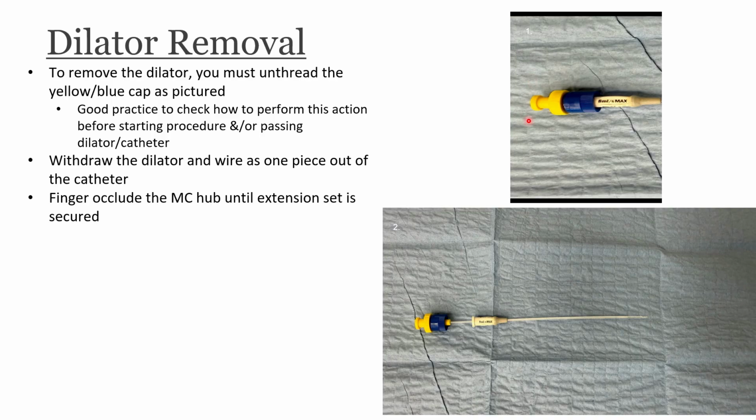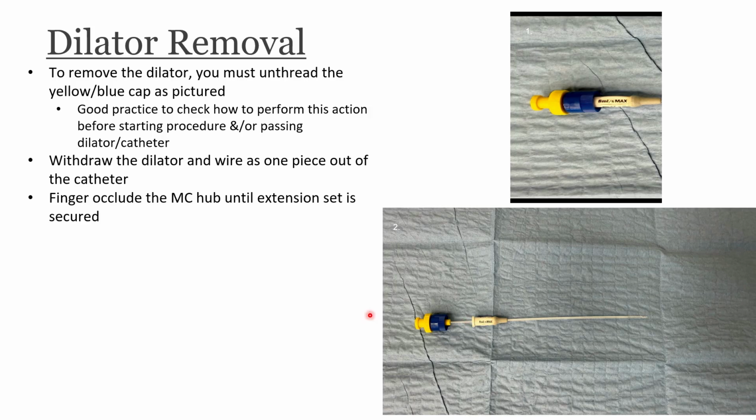But oftentimes they'd be setting this up and they'd go to put the extension set on or evacuate the air out of it, and they would be putting the flush up against that hub. Whereas what we talked about is once the wire is through this whole thing as a unit, you unthread that cap, stabilize the catheter, and remove everything.